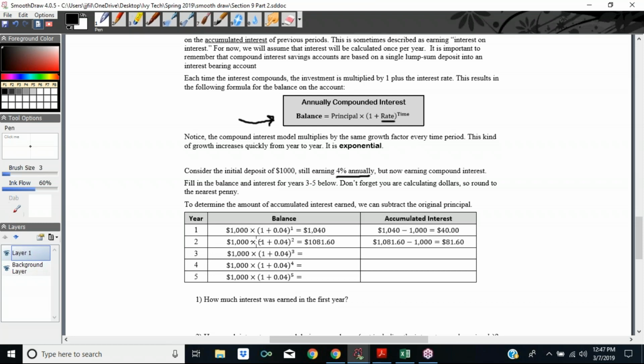In year 2, you'd have 1.04 to the 2nd power, which gives us $1,081.60. Notice that the difference here in interest is $41.60. The first year was $40. The second year they earned $41.60 in interest because they were getting interest on $1,040 rather than just the original $1,000 like in the simple interest example.